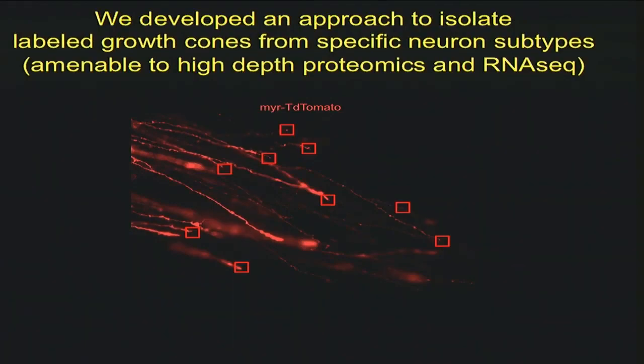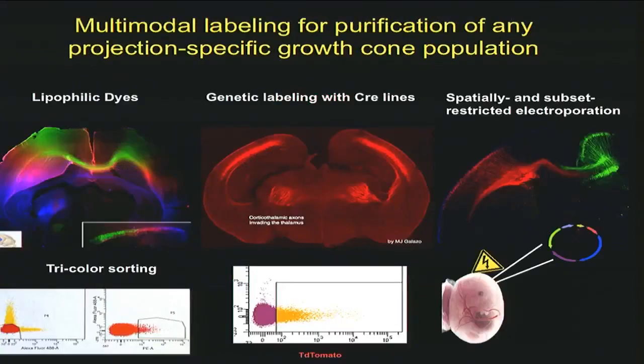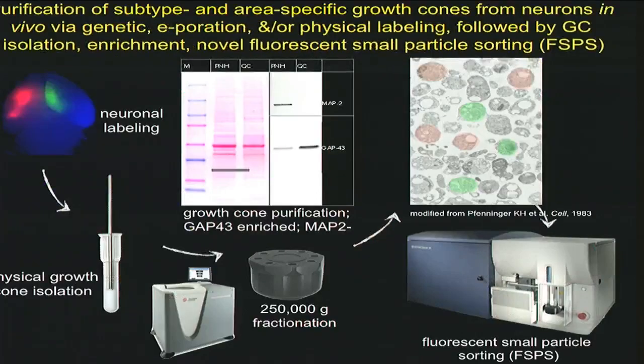This is in a whole brain, so everybody else in the whole brain is dark. We can take these growth cones out. This can be from physical or genetic Cre lines or electroporation. Because of time, and I'm over, we can use an old 1983 EM isolation protocol for growth cones from when I was a grad student. I colored them, so they're not colored in the EM.